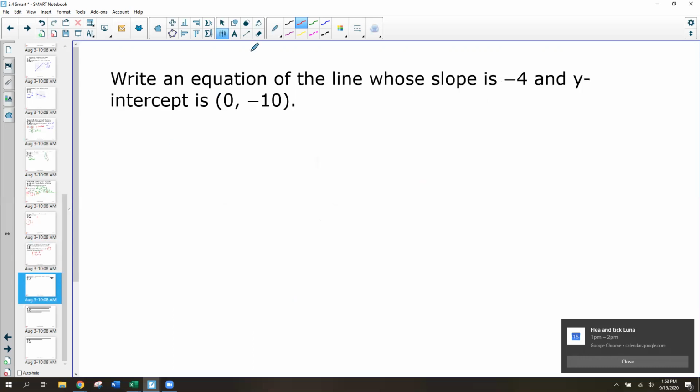You try the next one. What goes where? So I get, it should be y equals -4x minus 10.